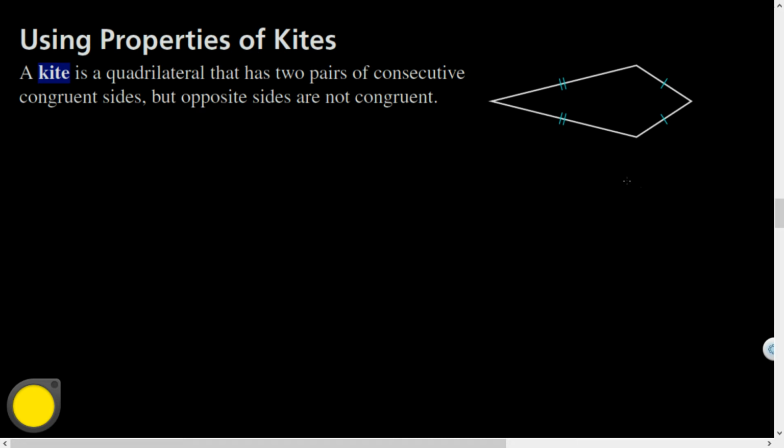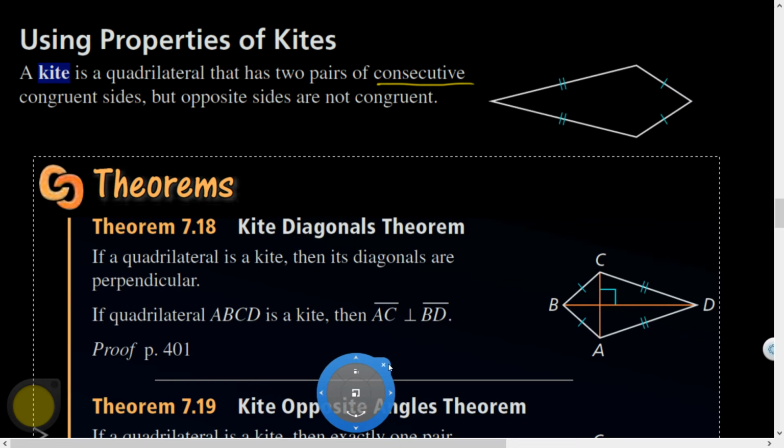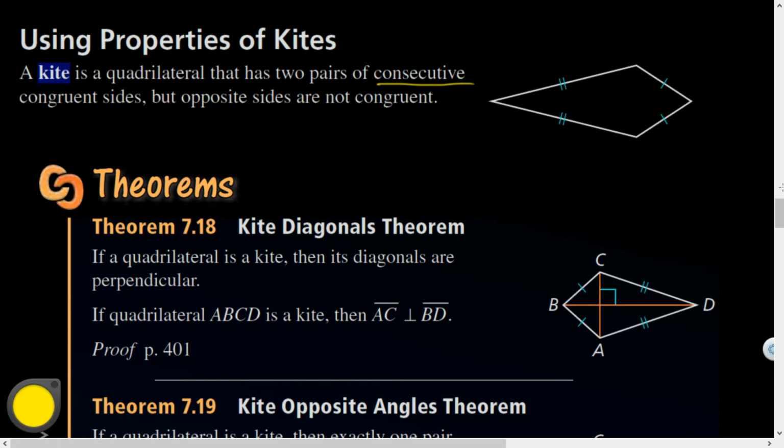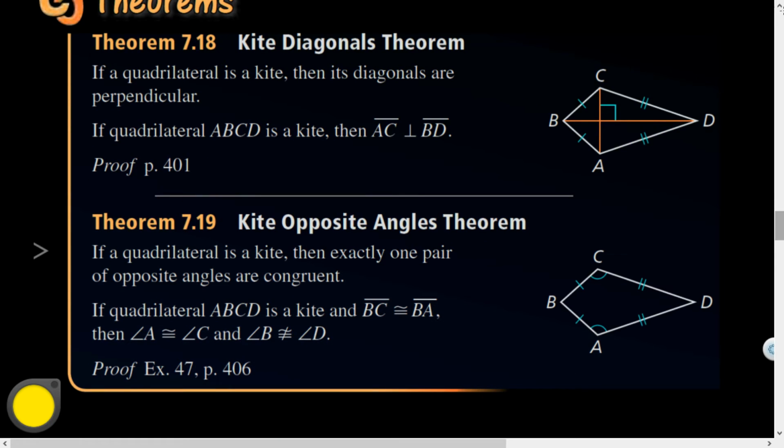It says a kite is a quadrilateral that has 2 pairs of consecutive, not opposite, consecutive congruent sides, but opposite sides are not congruent. All right, so that makes sense. It's a kite, if I ever saw one. You guys should do some Geometer Sketchpad with that someday. Maybe during an ACE. Give it a try.